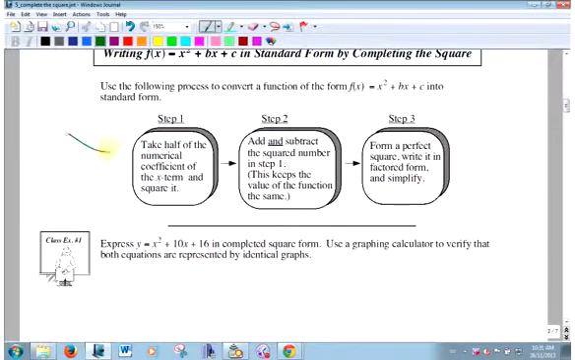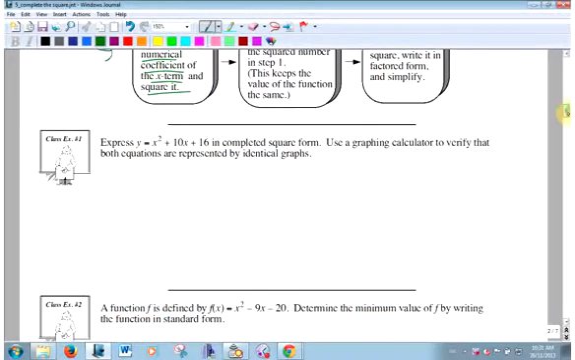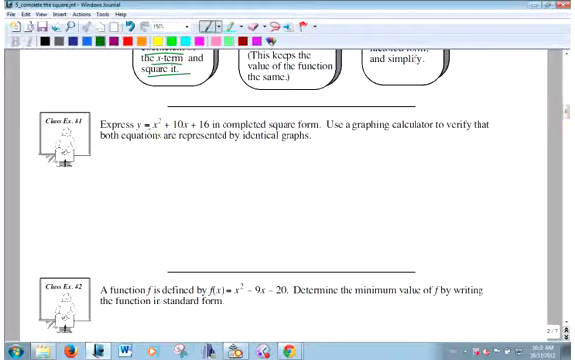Okay, so again, there it is. You like flowcharts? I've said it 4 times. Let's make it 5. Take half the numerical coefficient of the x term and square it. Okay? Express this in completed square form. That was the examples we just did.